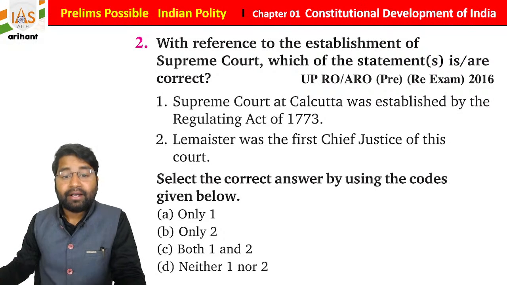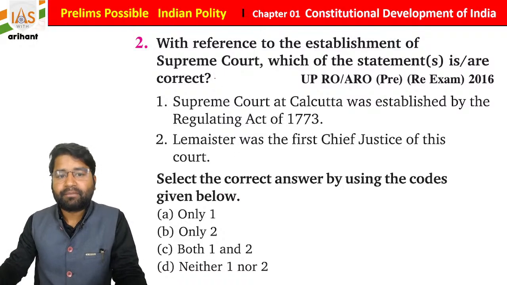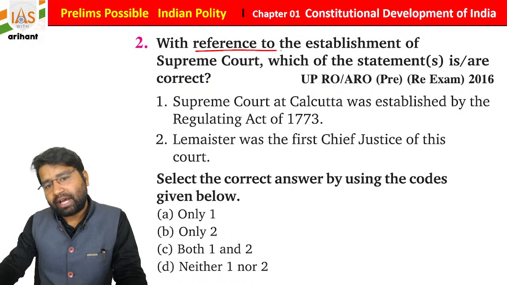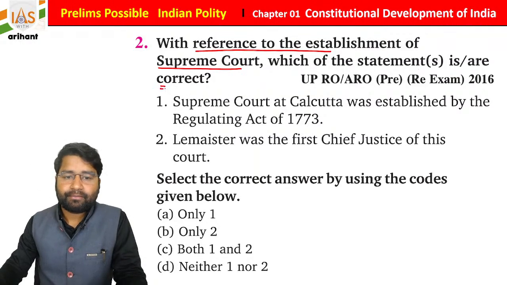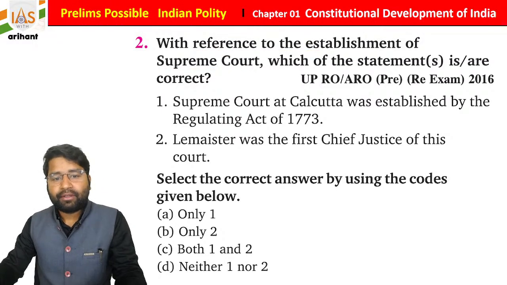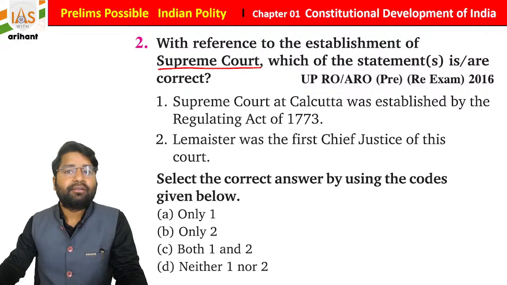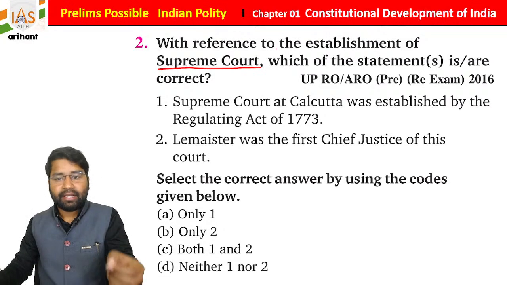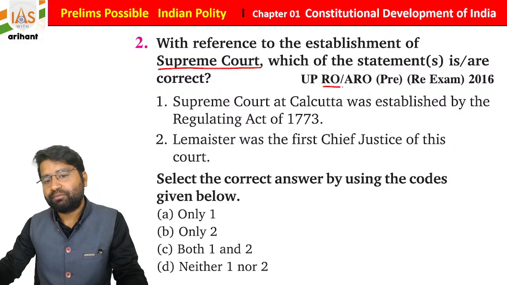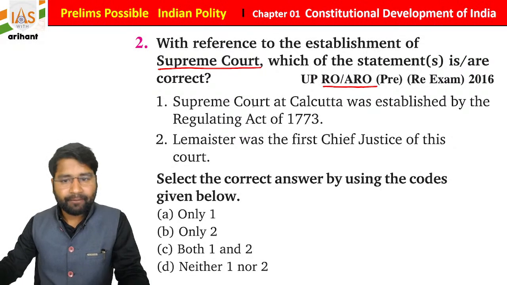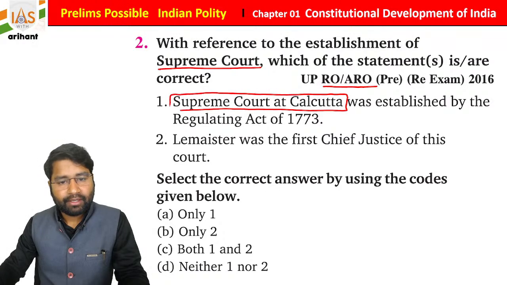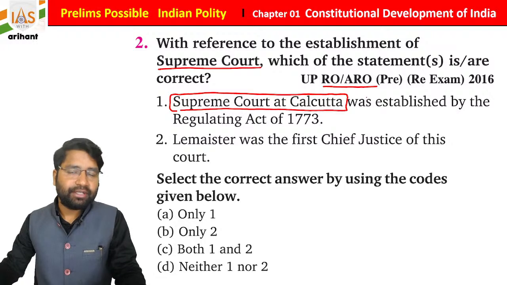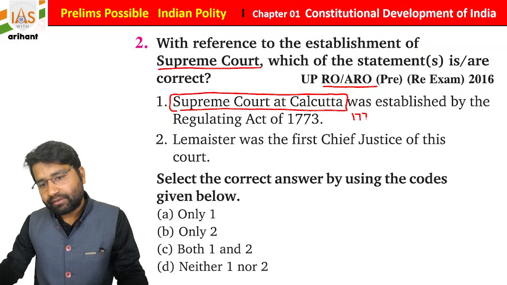Now students, just see another question here. With reference to the establishment of the Supreme Court, which of the following statements is correct? Now, as you know, for the first time the Supreme Court of Calcutta was created by an act, and this question was asked by many examinations like UPPCS, RO/ARO Pre. So what you see here, the Supreme Court at Calcutta, it was established by the Regulating Act 1773 in 1774.